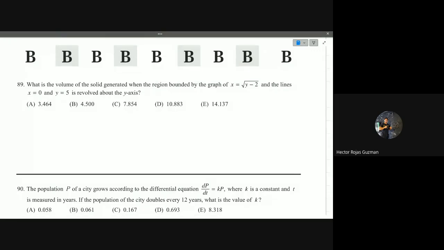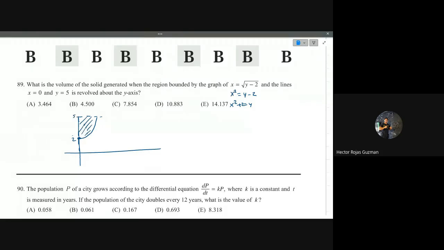What is the volume of the solid generated when the region bounded by the graph of x and the lines x equals 0 and y is equal to 5 is revolved about the y-axis? So if I want to graph this equation, we're going to have to maybe solve for y. X squared plus 2 is equal to y. So the y-intercept would be 2. It's a positive quadratic, so it's going to go like that. And this region is bounded by the lines x equals 0 and the line y equals 5. So it's going to be this region.